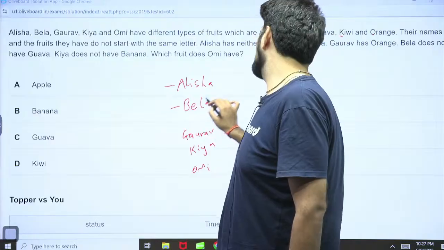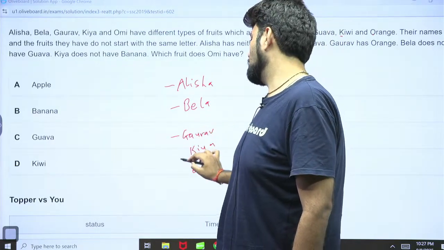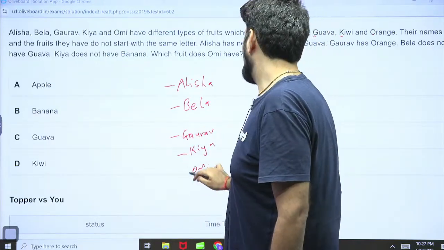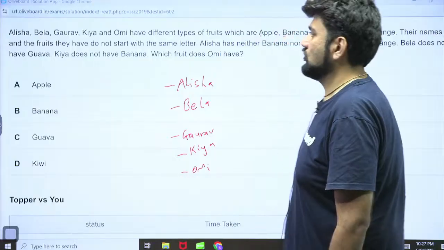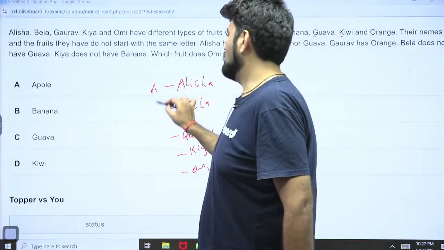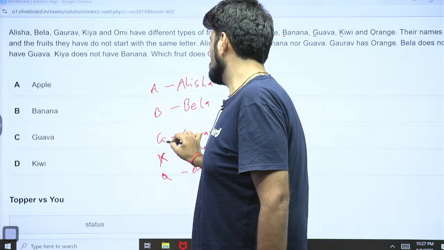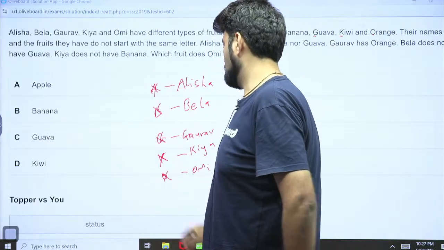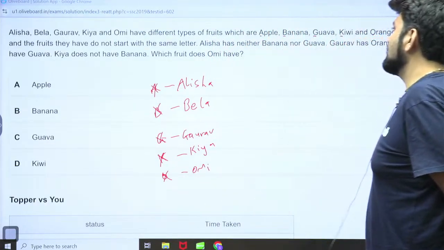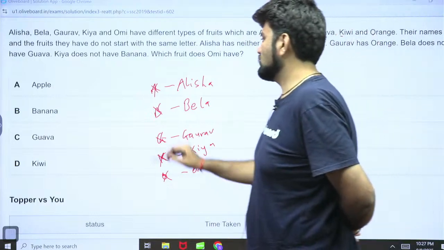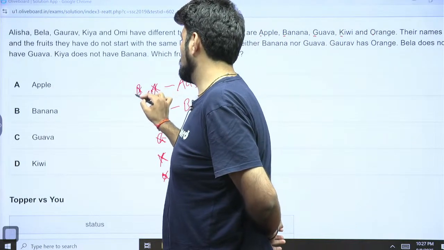Bela is not eating a banana. Gaurav is not eating a guava. Kia is not eating a kiwi. And Omi is not eating an orange. This is for sure. This is the first rule which we know already. Next, Alisha is neither banana nor guava. So Alisha does not have banana and does not have guava.